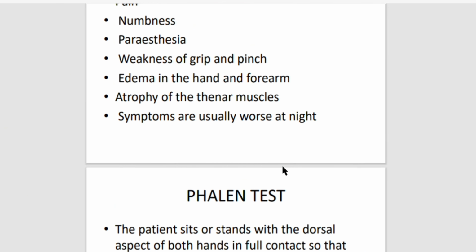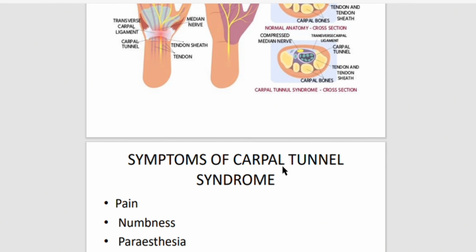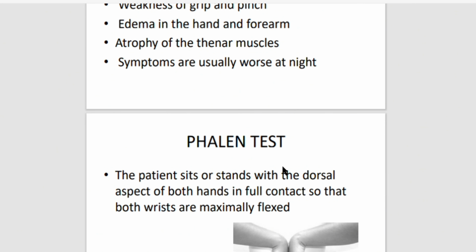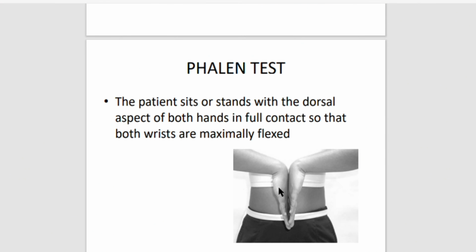Whenever a patient complains of any syndrome, like here we're talking about carpal tunnel syndrome, we always do a test for it to show whether this disease or disorder is present in him or not. To confirm our diagnosis, we will consider a few tests. Here is the Phalen test. The Phalen test is more likely to be done as it has a sensitivity of 85% and specificity of 89%. Here is the pictorial representation of the Phalen test: the patient sits or stands with the dorsal aspects of both hands in full contact so that both wrists are maximally flexed.